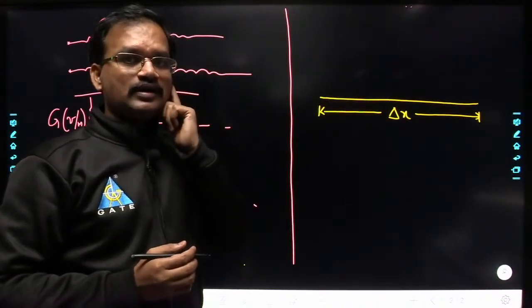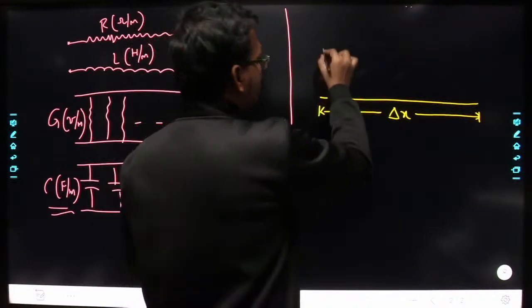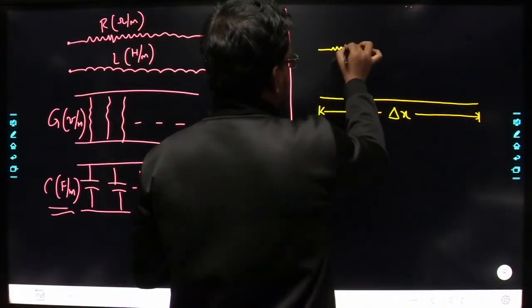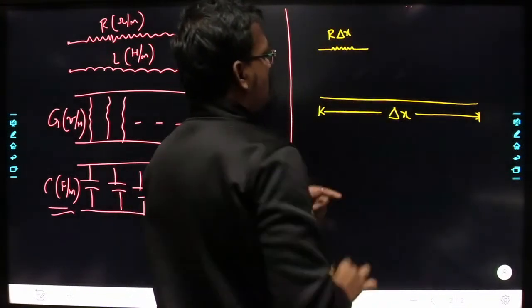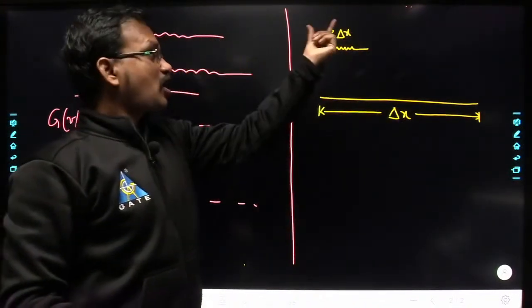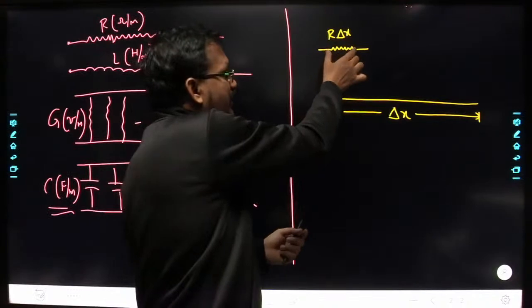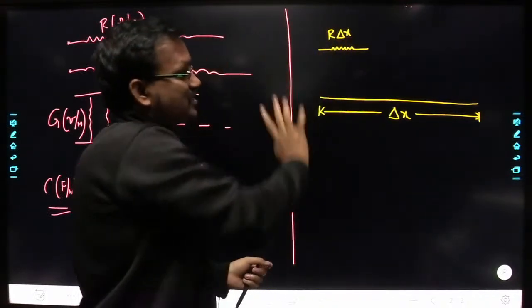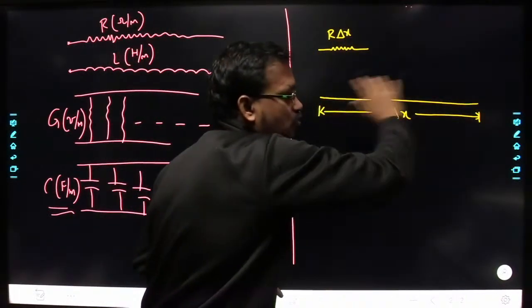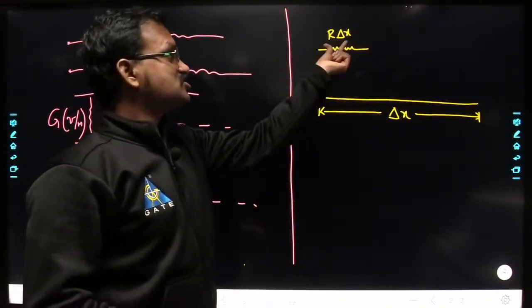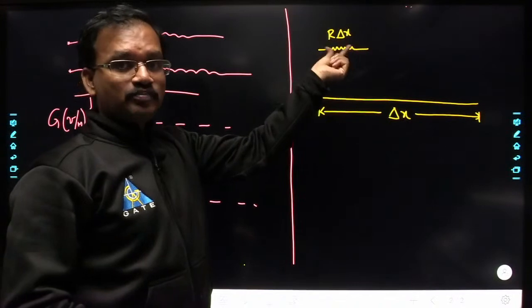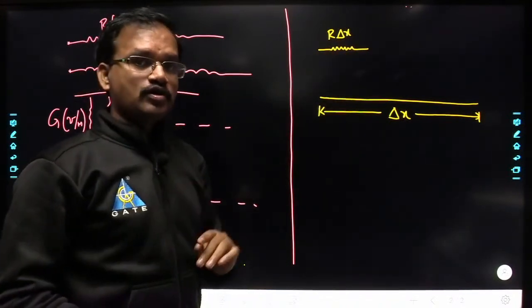It is nothing but R into delta x. Yes or no? So here I am considering R into delta x. R into delta x is not the resistance that is located at this location. It is the resistance that is distributed throughout the length of the transmission line. Understood? This is a distributive resistance. It is not a lumped resistance. Yes or no? So that's what you have to understand.